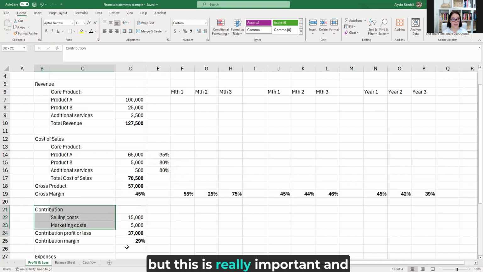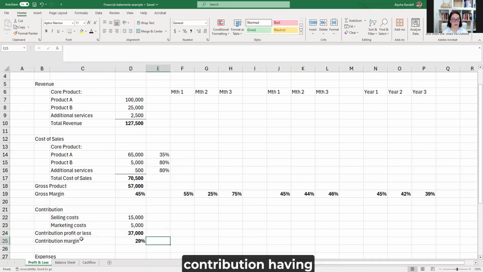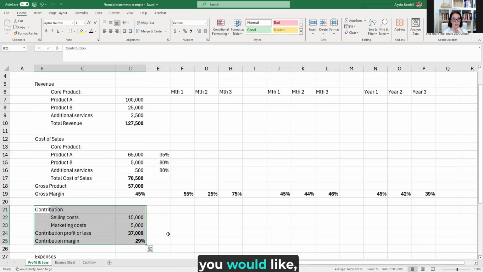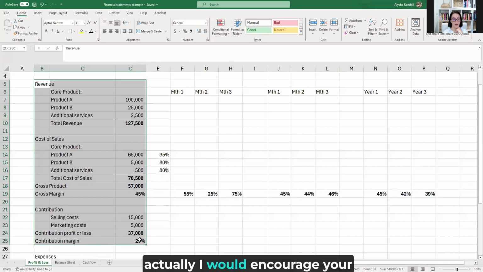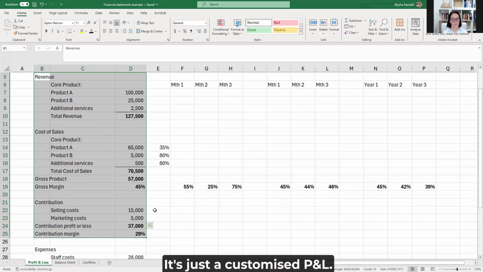But this is really important. And contribution, having this separated out, you have to do a customized P&L in order to do this. So if this is something you would like, and I would encourage you to do, well, all of this actually, I would encourage your bookkeeping firm or your in-house accounting to change their P&L. So you've got this visibility. And they should be able to do this really easily. It's just a customized P&L.